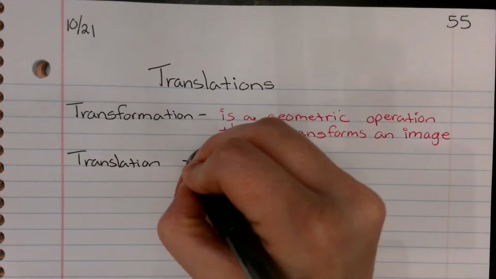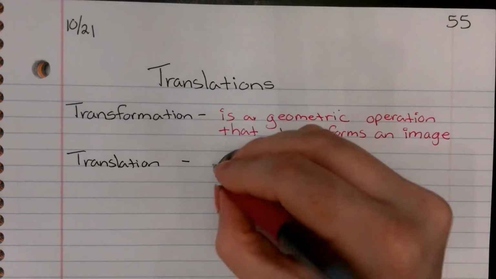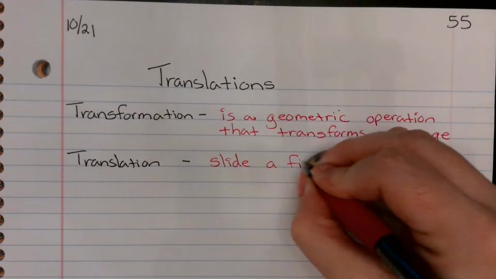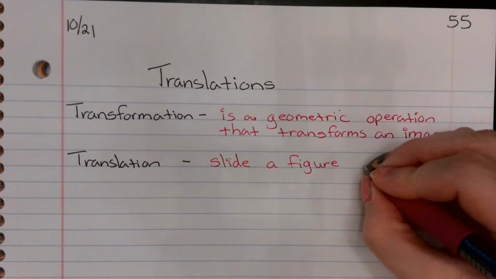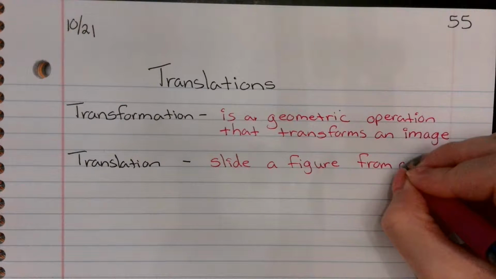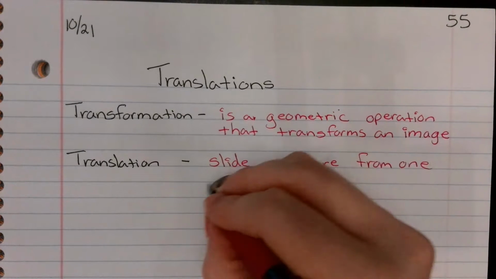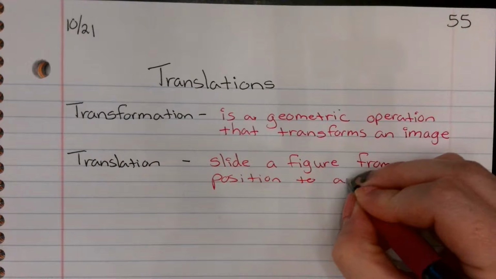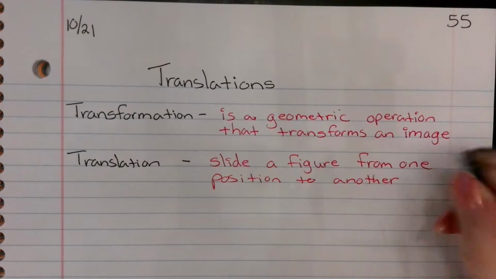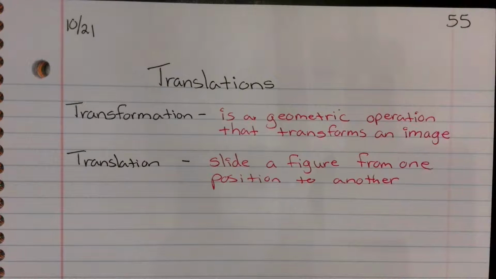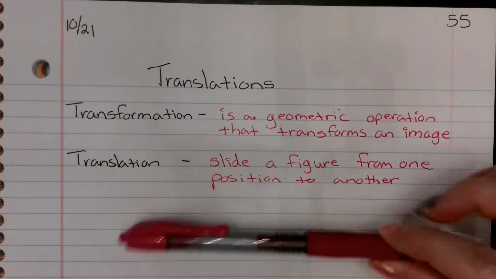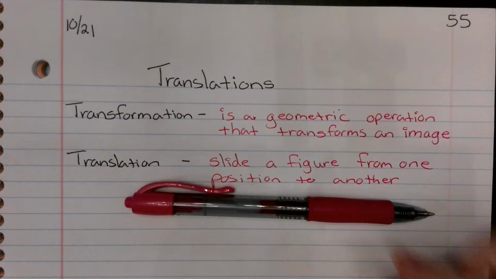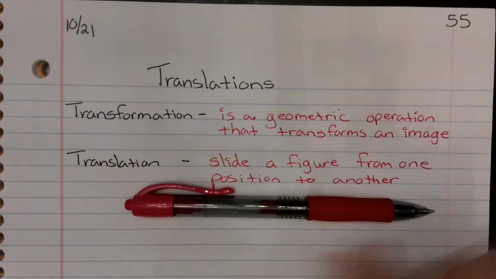So a translation, you're essentially doing what we call a slide. You're going to slide a figure or slide a point or a set of points from one position to another. Again, it doesn't change the way that it looks. So if I take my pen and I want to translate it, I want to slide it, I have to keep it looking exactly as it is.